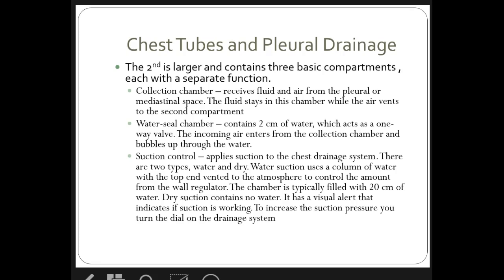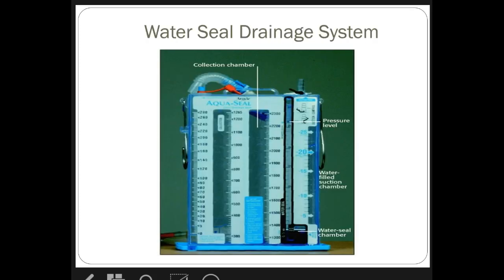A dry suction contains no water. It has a visual alert that indicates if suction is working, and you dial it up to the amount of suction that you want. It's used at 20 centimeters of suction. If you need to increase the suction pressure, you turn the dial on the drainage system. But the maximum is usually 20 centimeters of suction that your physician is going to want for your patient to have.